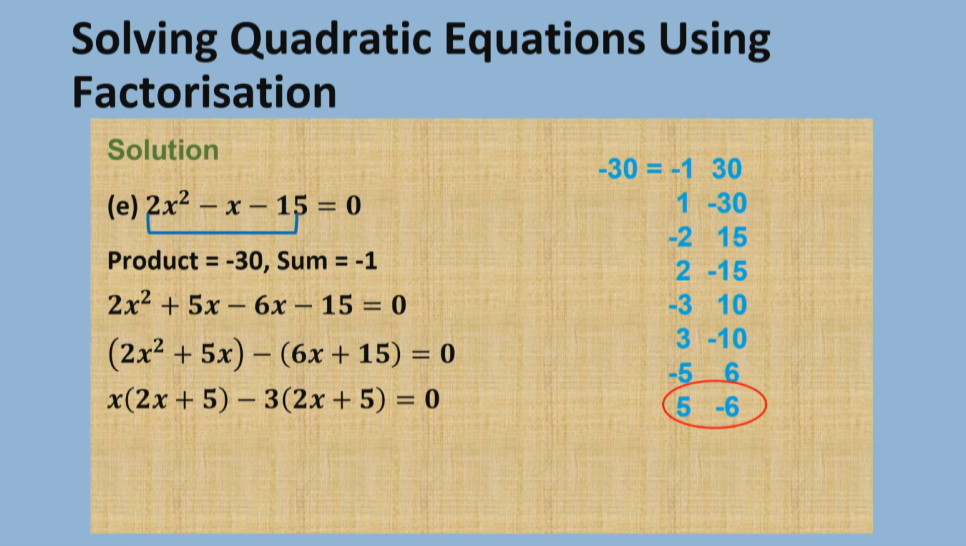What can we notice? 2x plus 5 is common. So that will be x minus 3 multiplied by 2x plus 5 equal to 0. And then what do we do? Same, either or, that is either x equal to 3 or x equal to minus 5 over 2.